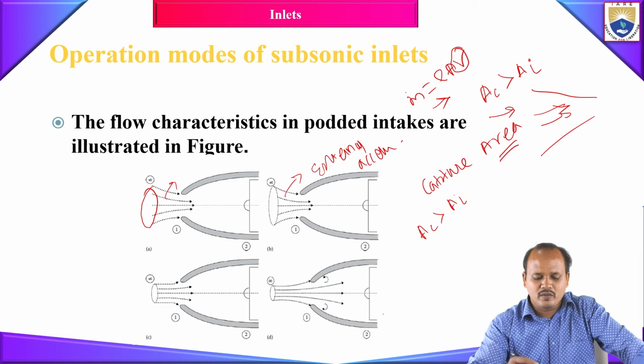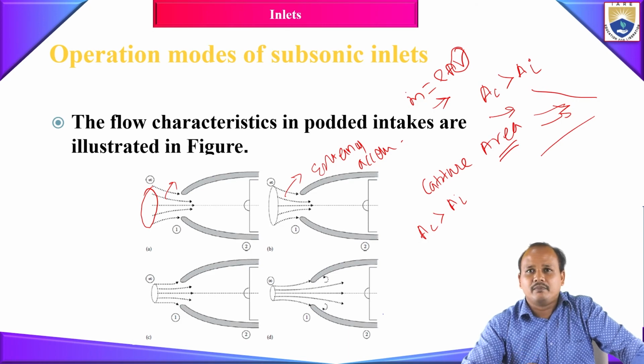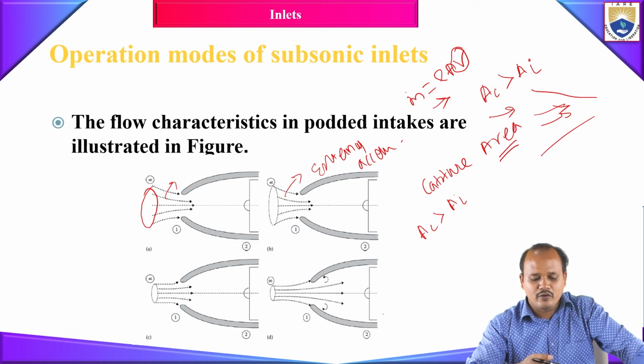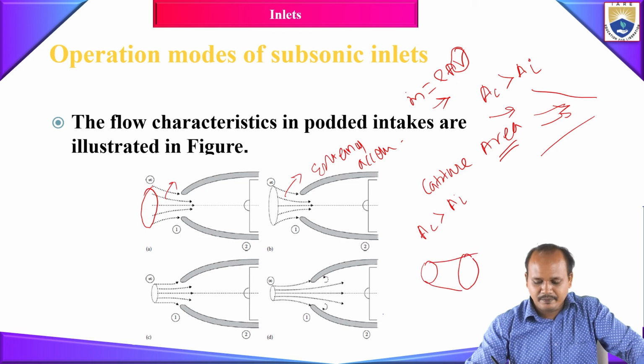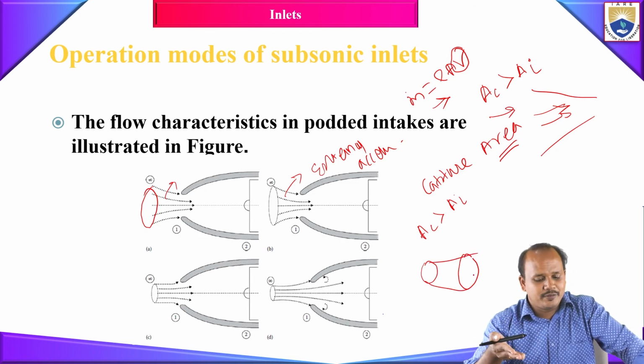So during cruise, your capture area will be either equal to your inlet area or less than your inlet area. Equal means there won't be any acceleration or deceleration; the flow will just enter as it is and be decelerated through your intake. But if your capture area is smaller than your inlet area, what is happening here? It's like a divergent section. Your flight speed is subsonic, and a subsonic flow entering a divergent passage will be decelerated.